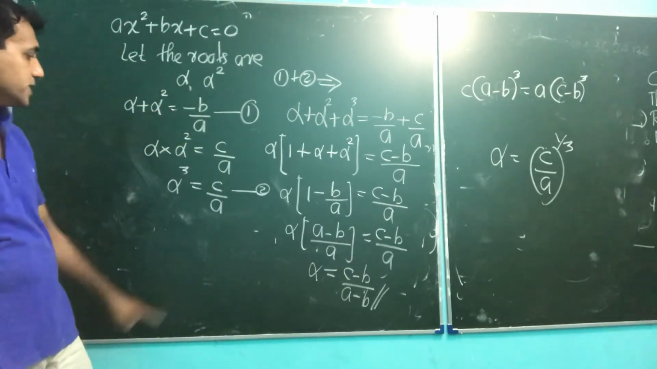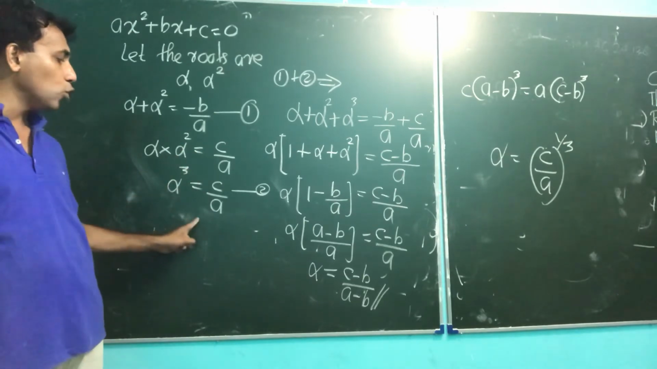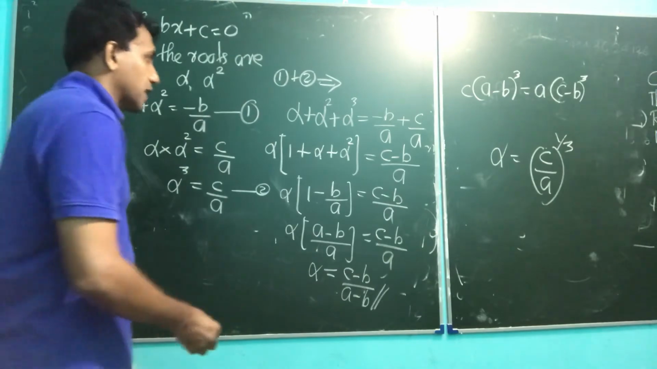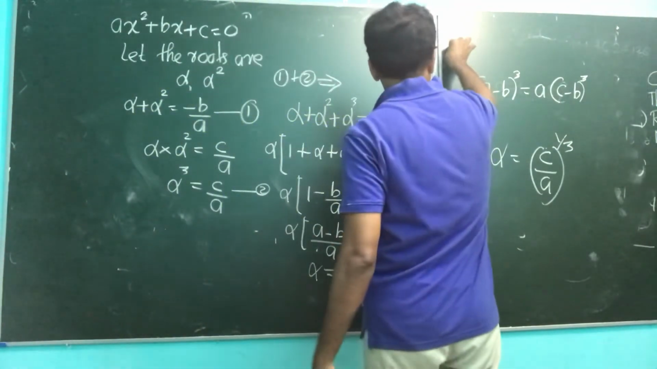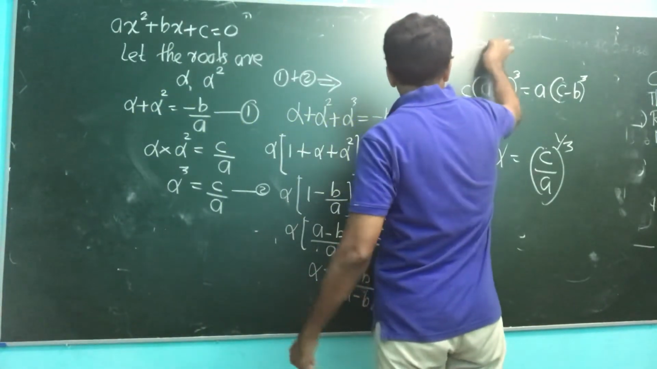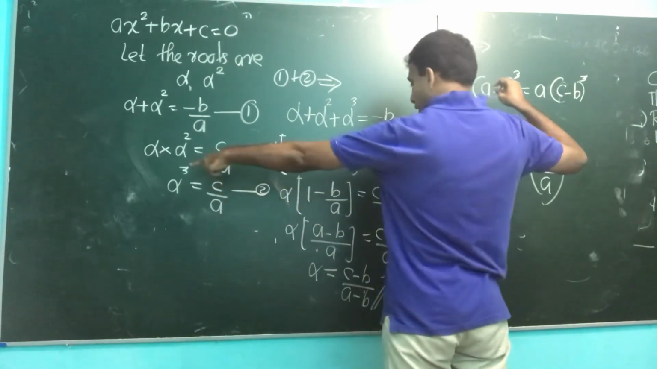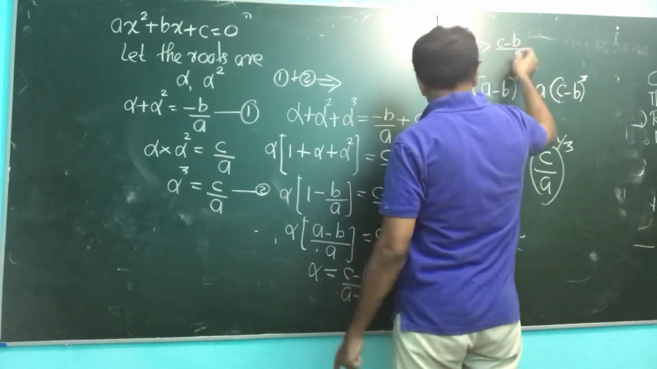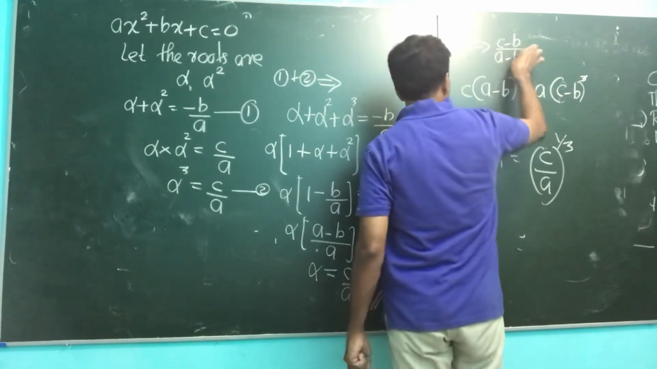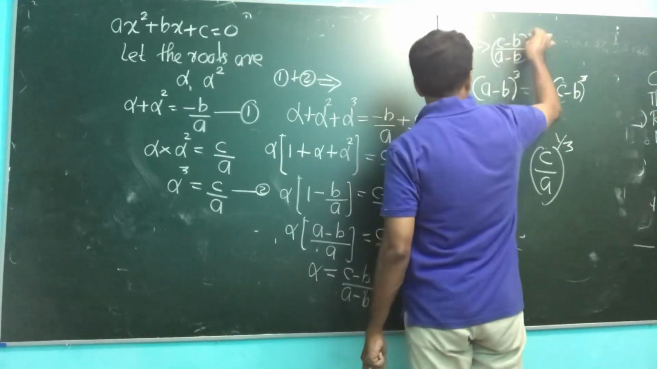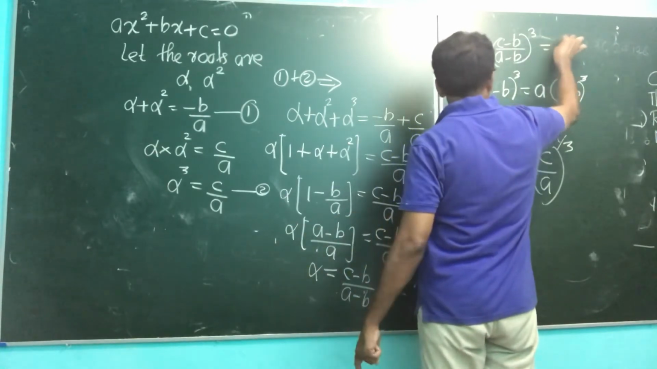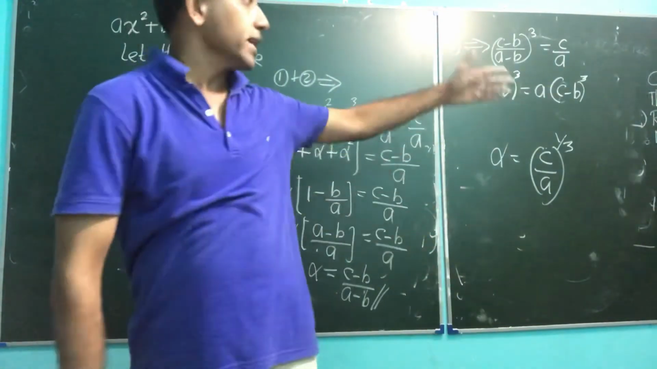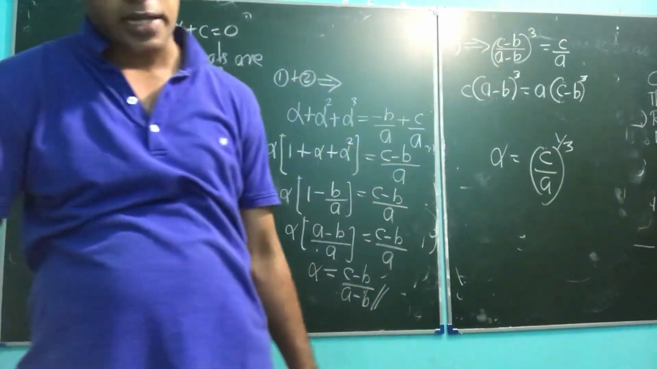Now go to your this equation. Alpha cube is that answer. See that in the second equation. Put in the second equation. Substitute in the second equation, alpha for what? C minus B over A minus B cube equals C over A. Now take the A other side, take the C this side, check, there's the answer, right?